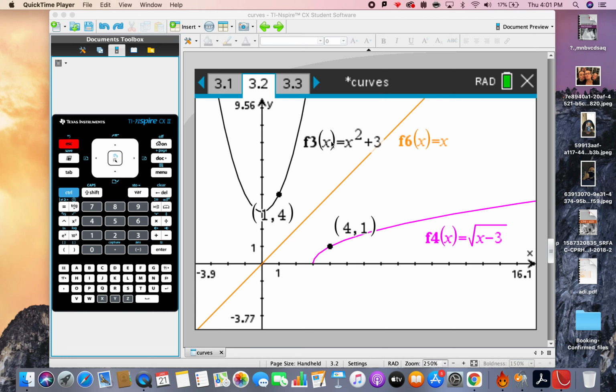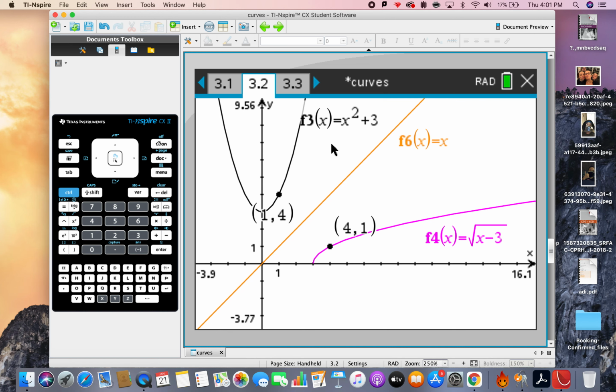Place where I've typed in f of x equals x squared plus 3. This is a nice quadratic. So this relation here, if you have a look at this quadratic, it's x squared plus 3. It's definitely a function. It passes the vertical line test. You might think, well, what type?